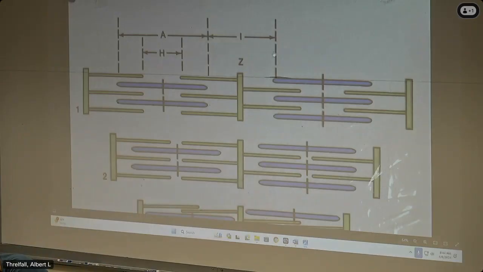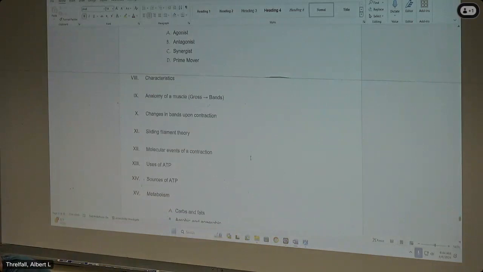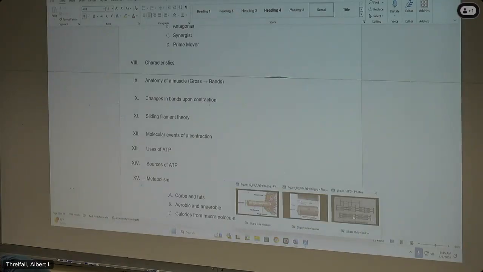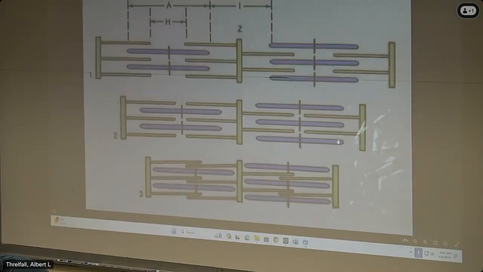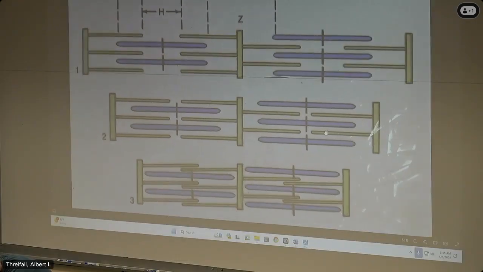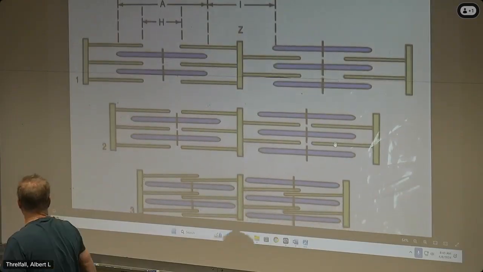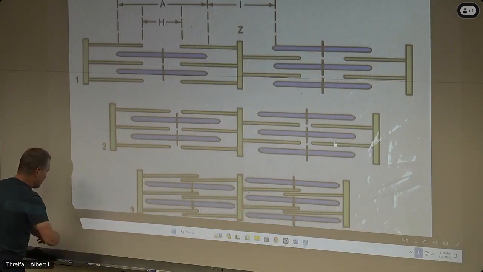To just try to maintain context here. So this will be Roman numeral 10, changes in bands upon contraction. Get it as large as I can, but yet you can still see the labels up there. So again, Roman numeral 10, changes in bands upon contraction.